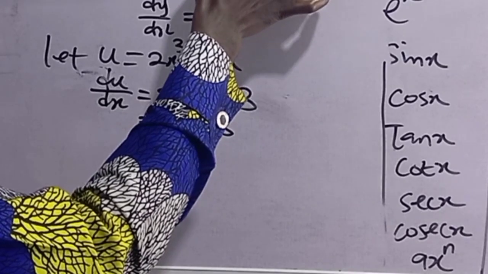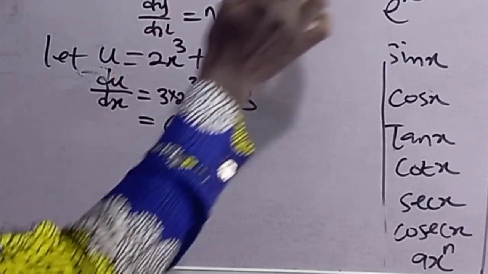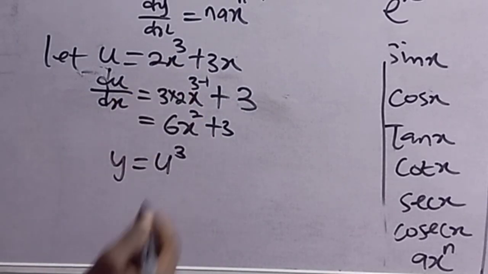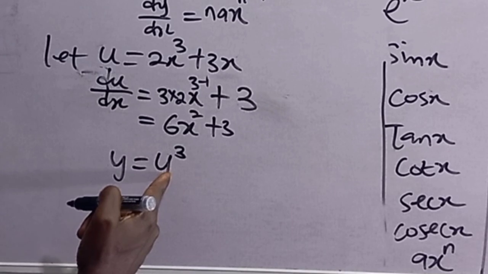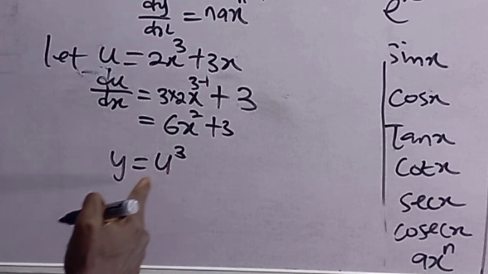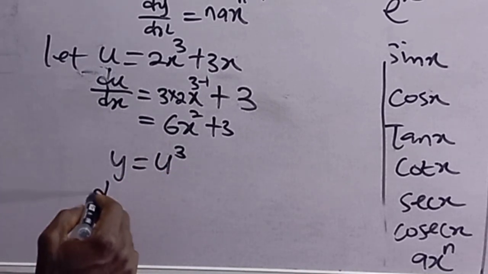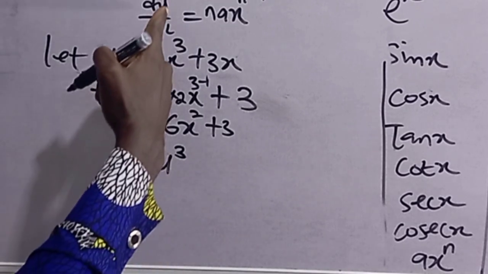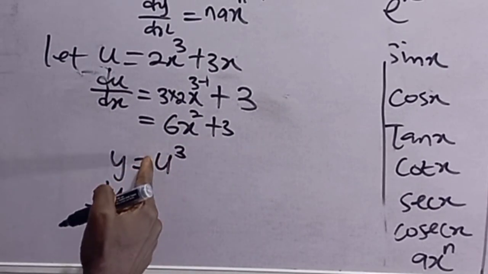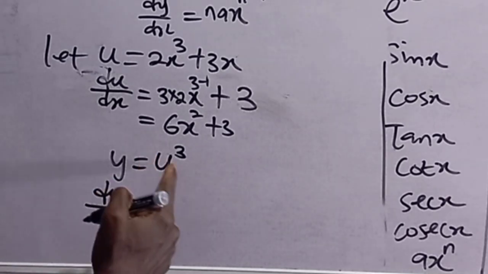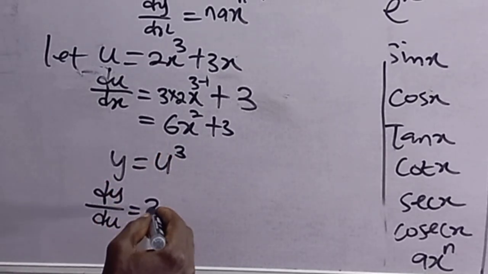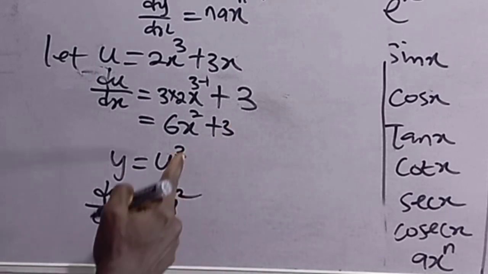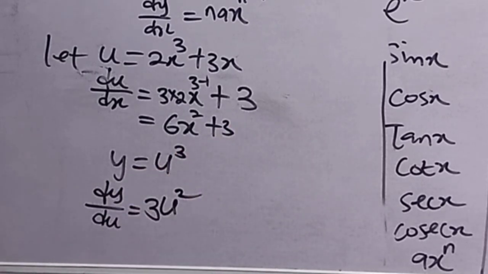If this is equal to u, this equation 1 now becomes y is equal to u to the power of 3. So y is a function of u, and we can differentiate y with respect to u, and that gives us dy all over du, which is equal to, the power here is 3, and the constant a is equal to 1. So 3 will multiply 1, that still gives us 3. Then we subtract 1 from the power, 3 minus 1, that gives us 3u squared.